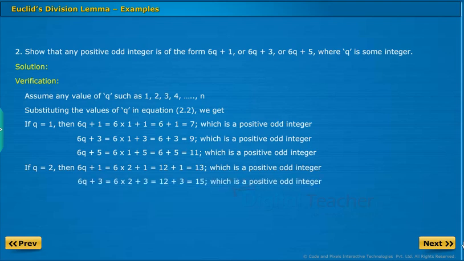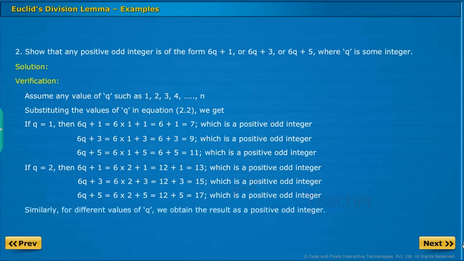6q plus 3 is equal to 6 into 2 plus 3, which is in turn equal to 12 plus 3, that is 15, which is a positive odd integer. 6q plus 5 is equal to 6 into 2 plus 5, which is in turn equal to 12 plus 5, that is 17, which is a positive odd integer. Similarly, for different values of q, we obtain the result as a positive odd integer.